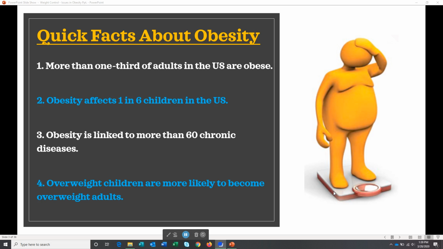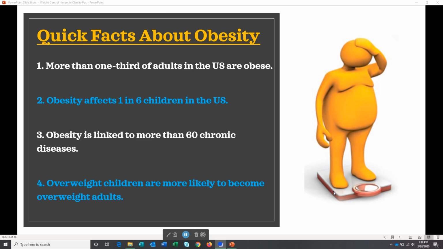Number 4, overweight children are more likely to become overweight adults. Children who are overweight or obese are 5 times more likely to be obese or overweight as an adult. This can increase their risk for many chronic diseases and health complications from adolescence to elderly age.